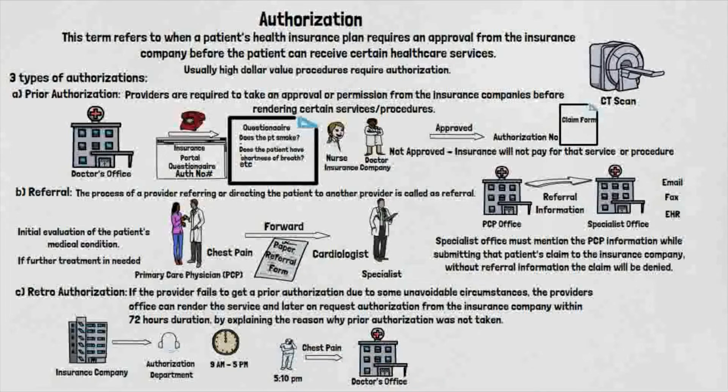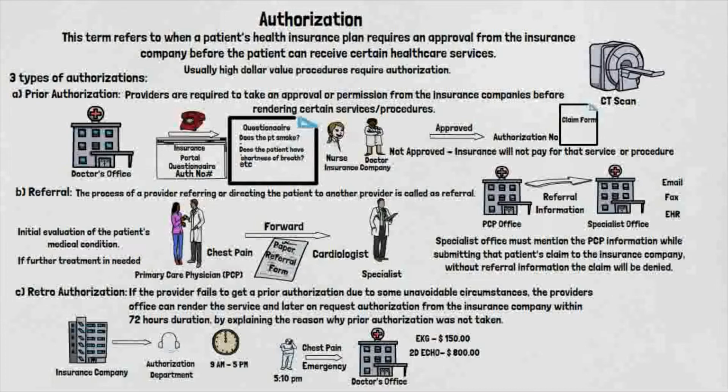Now, say for suppose a patient walks into the doctor's office with a complaint of chest pain at around 5:10 in the evening. Now, this will be considered as an emergency and the doctor may need to perform certain tests on the patient, things like EKG and 2D echo. Now the EKG is a $150 procedure and may not require authorization. But if the provider is planning to perform a 2D echo, which is an $800 procedure, it will require authorization.